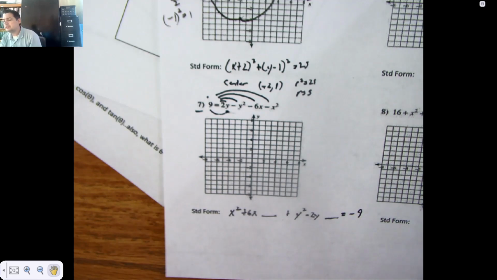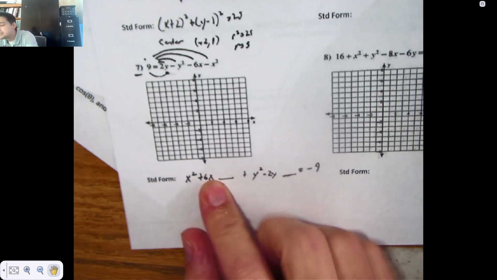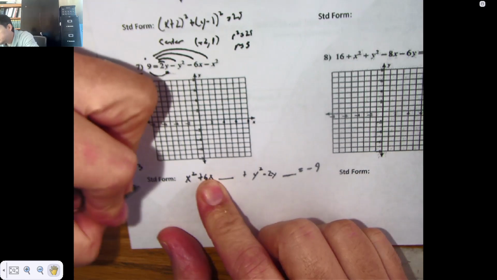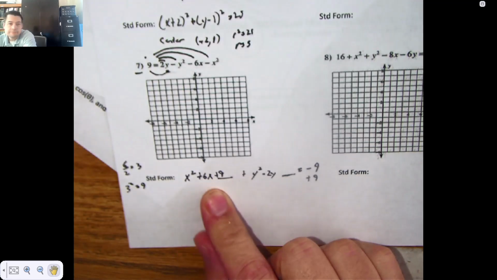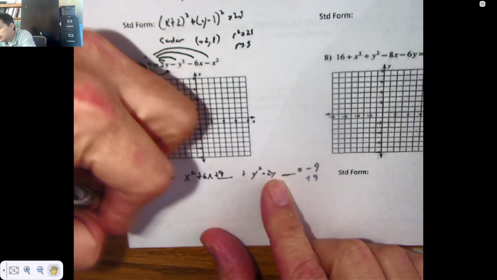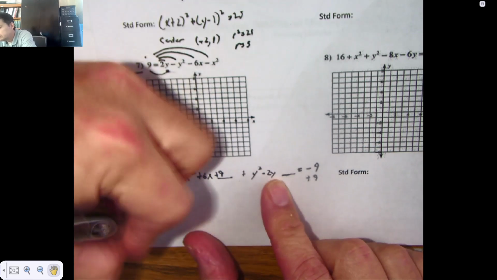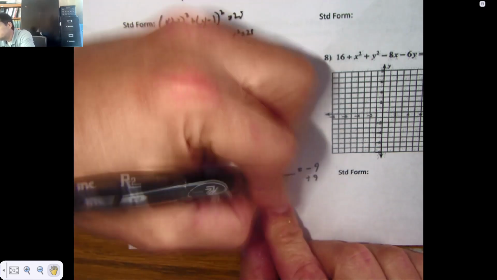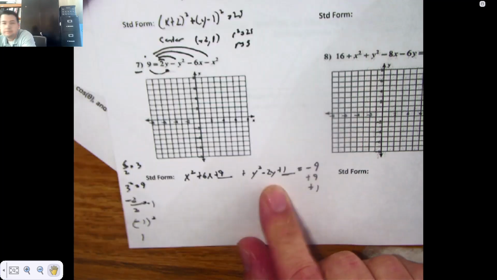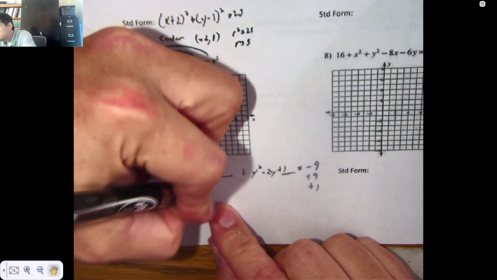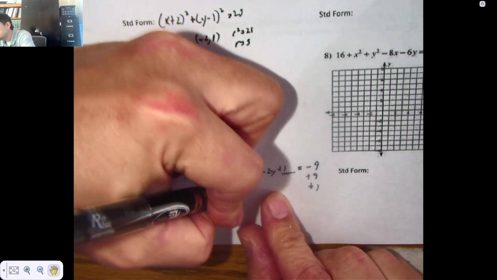Then I'm going to start completing the square. Half of 6 is 3. 3 squared is 9. If I add 9 to the left, I have to add 9 to the right. Half of -2 is -1. -1 squared is 1. If I add it here, I add it there. And then I factor. This is (x plus 3) all squared. This is (y minus 1) all squared.